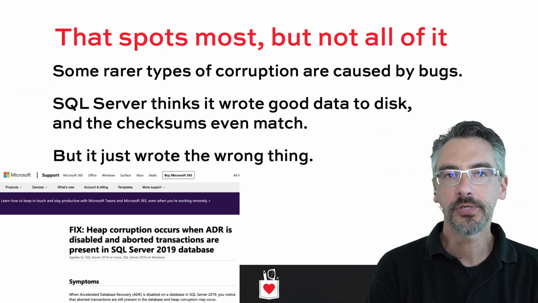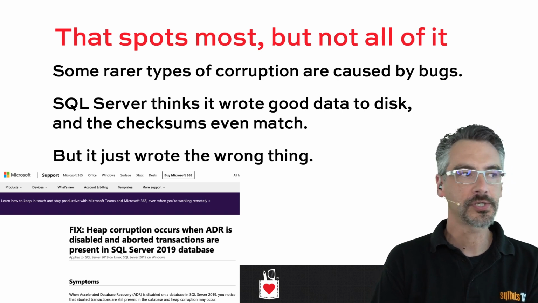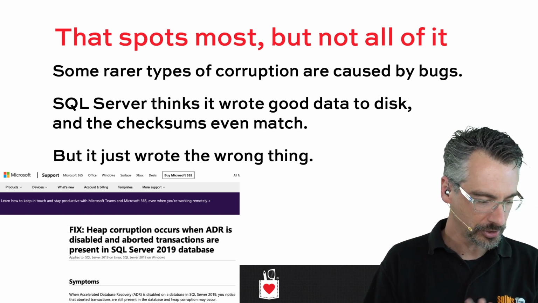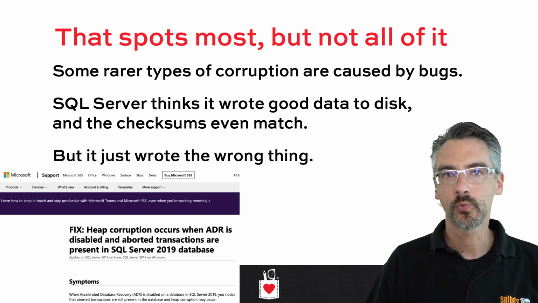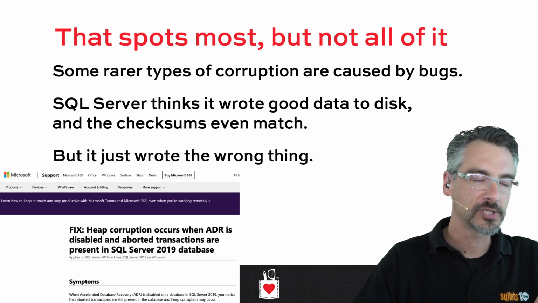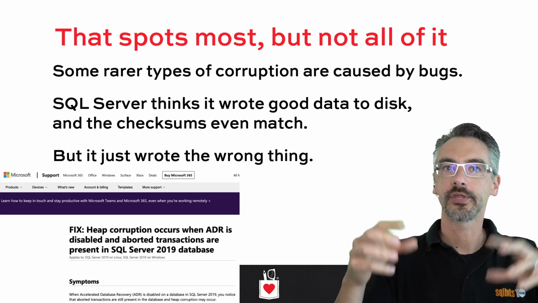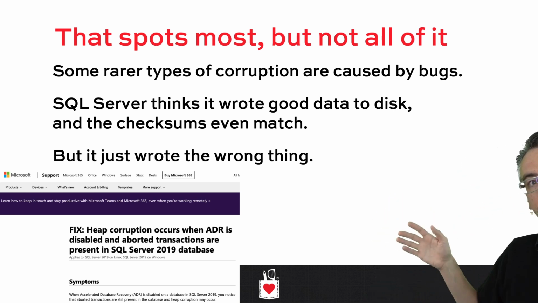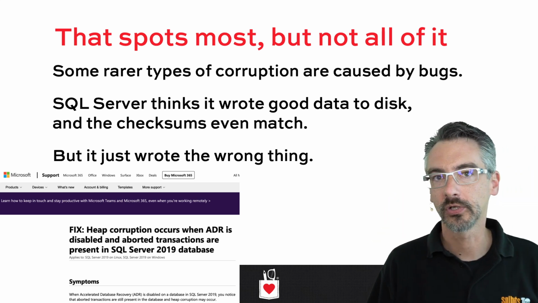So that spots most of the corruption types whenever SQL Server or whenever the storage corrupted and the checksums don't match. But there are other types of corruption where SQL Server knows that it's writing bad data to disk, so to speak. It puts a checksum on there that matches the contents of whatever the crappy data are, like with those SQL Server bugs that we talked about earlier.